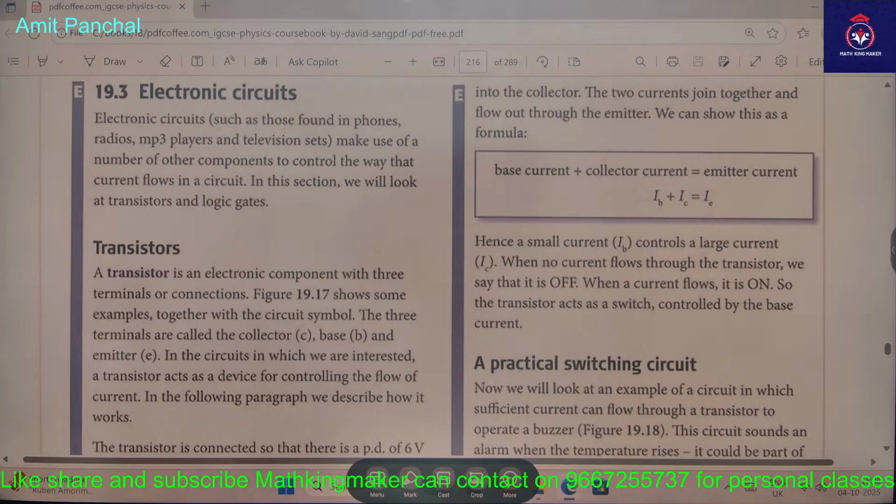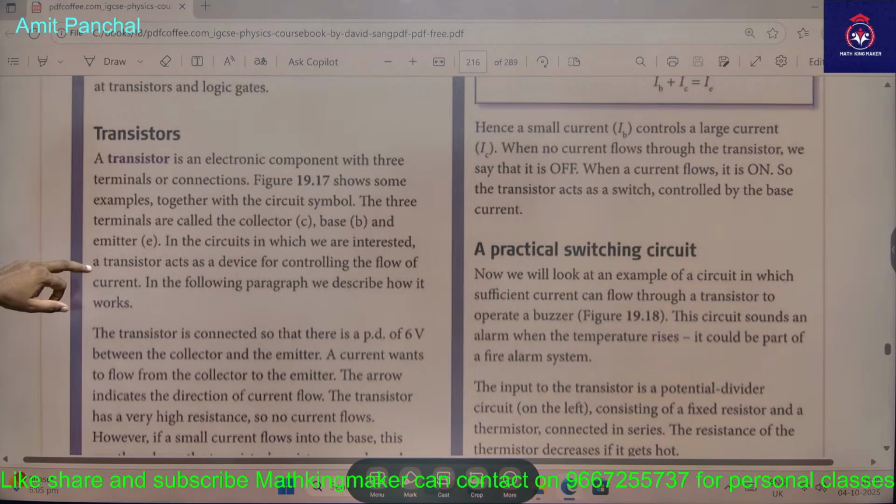Electronic circuits such as those found in phones, radios, MP3 players and television sets make use of a number of other components to control the way that current flows in a circuit. In this section we will look at transistors and logic gates. So basically two things we will study in this section: transistors and logic gates.